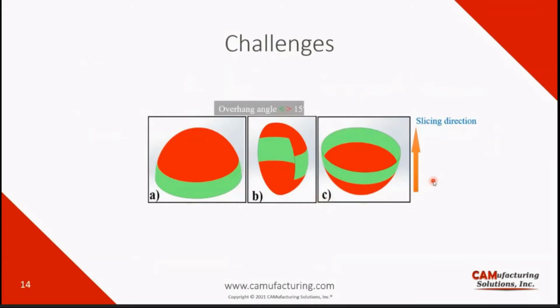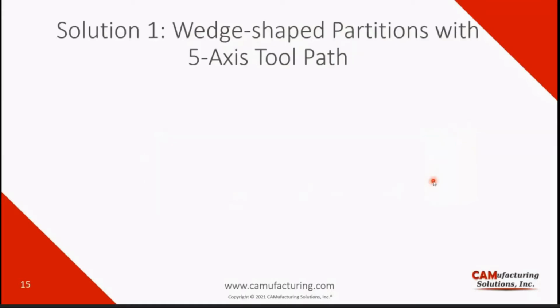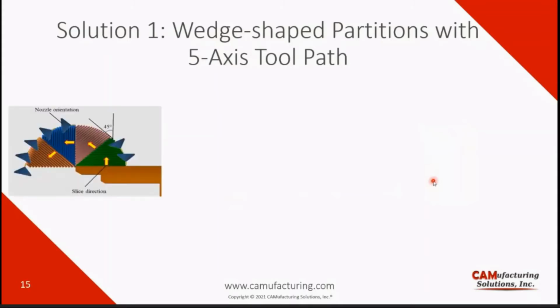So what is the solution? Does that mean that we cannot make this dome without any support material? No, of course we can. By using APlus the right way and making your toolpath, you can actually do it. So we did that, and not only with one solution, but also with two of them. Solution one is wedge-shaped partitions with a 5-axis toolpath. We basically split that dome into 4 different sections with a 45 degree angle, and chose 4 different toolpaths and built them on top of each other.